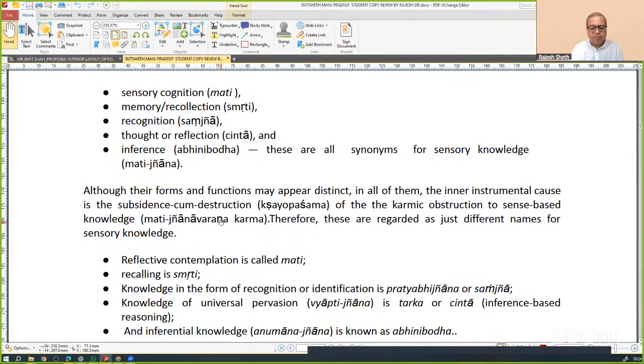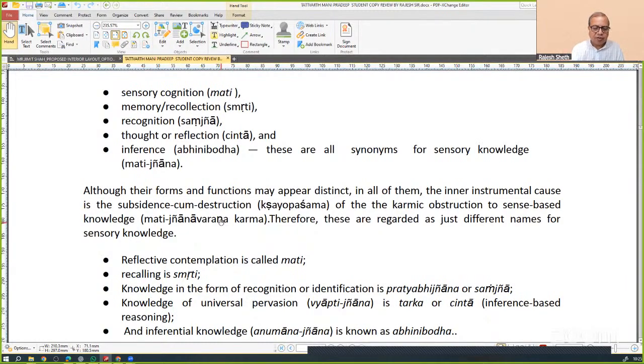Okay, although their forms and functions may appear distinct, in all of them, the inner instrumental cause is the substance cum description, sayapsham, of the karmic obstruction to sense-based knowledge, mati jnana varan karma. So all these five are based on the Mati Jnana Varan Karma as instrumental cause. So these only manifest when there is a subsidence cum destruction of the Mati Jnana Varan Karma. Therefore, these are regarded as just different names for sensory knowledge.